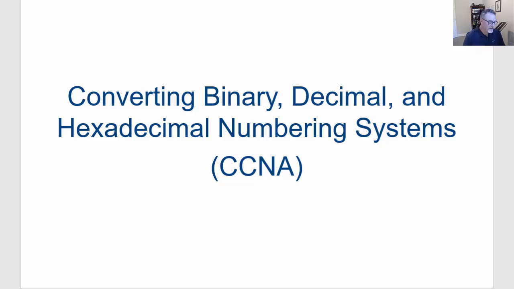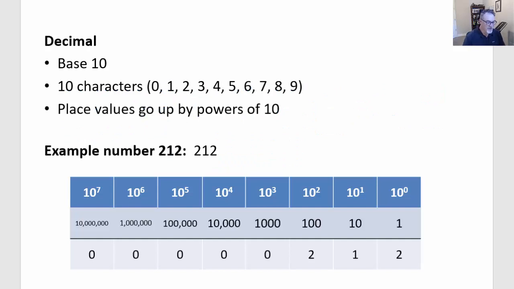Okay, in this video, I'm going to talk about converting between binary, decimal, and hexadecimal numbering systems, which is really important for getting your CCNA, your Cisco Certified Network Associate certification. So typically, we start with learning binary, but this time I'm going to talk about first decimal, the decimal number system. Now, the decimal number system is base 10, and what that means is it has 10 characters.